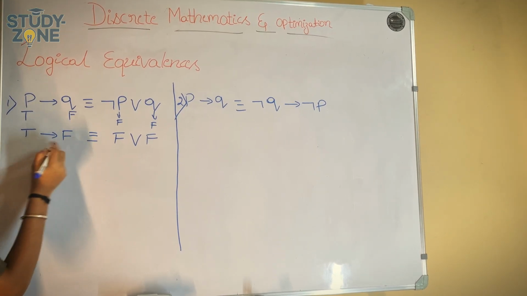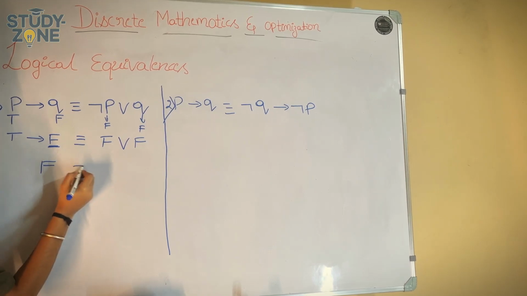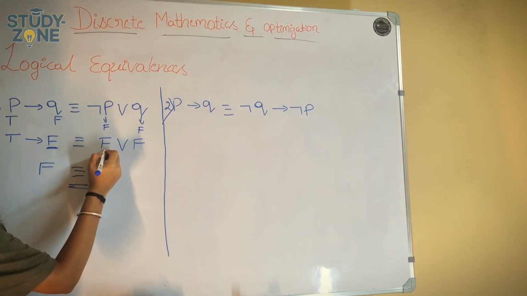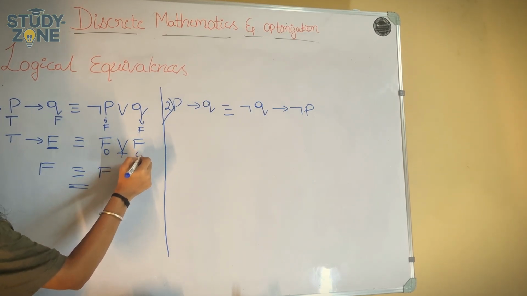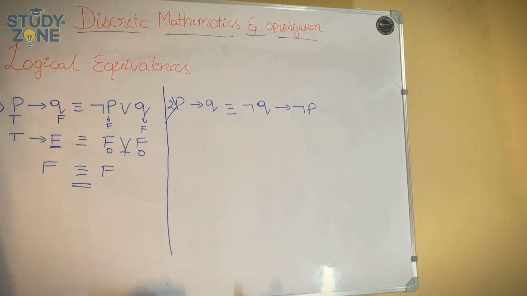T implies F. What do we have to take? We have to take the last symbol, correct? So false is logically equivalent to false. Because 0 plus 0 is 0. So these two statements are logically equivalent.